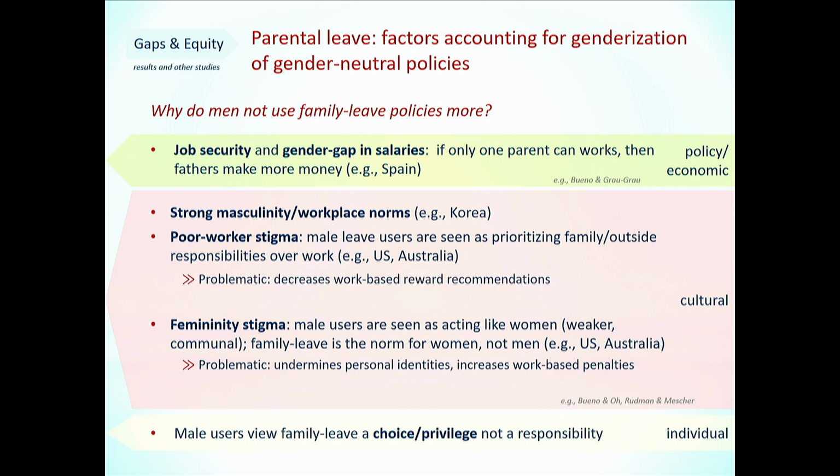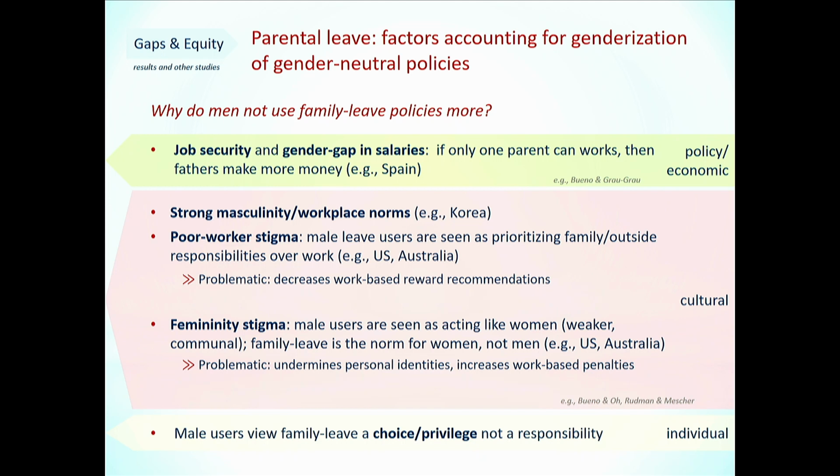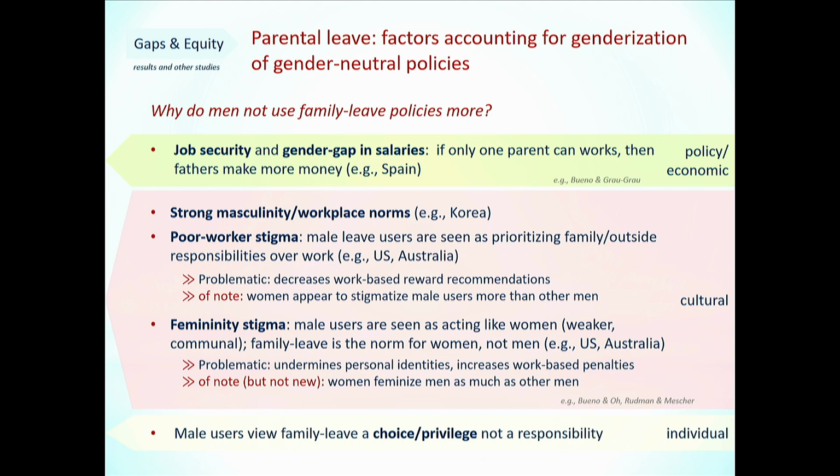So both of these are problematic. The first one, the research shows, decreases work-based reward recommendations for men. And the second one, the research shows, in addition to undermining personal identities, increases work-based penalties. Of note for the poor worker stigma, women appear to stigmatize male users more than men do. That's what some of the research that has studied this says. And of note, but not new, in connection to the femininity stigma, women feminize men as much as other men do.